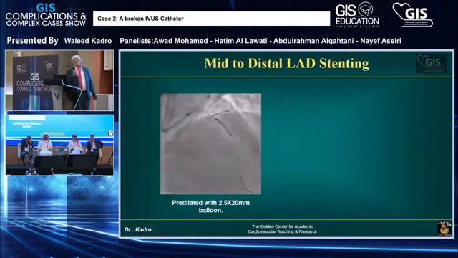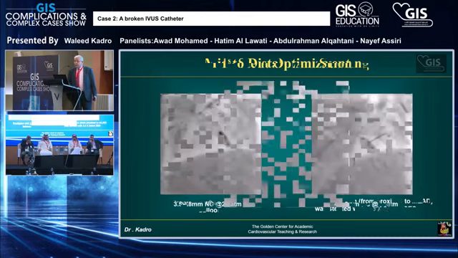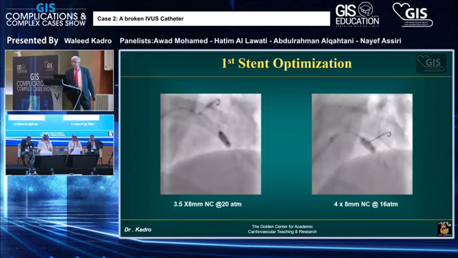So the lesion length was around 42 millimeter, and the plan was to stent this area. We did not have a 42 millimeter stent, so the plan was to put two stents. We pre-dilated and put the stent from the proximal LAD to the mid segment. This stent was a 3.5 by 24 millimeter DES, and we did post-dilation with the 3.5 at the distal part of the stent and a 4 millimeter NC balloon at the proximal part of the stent.